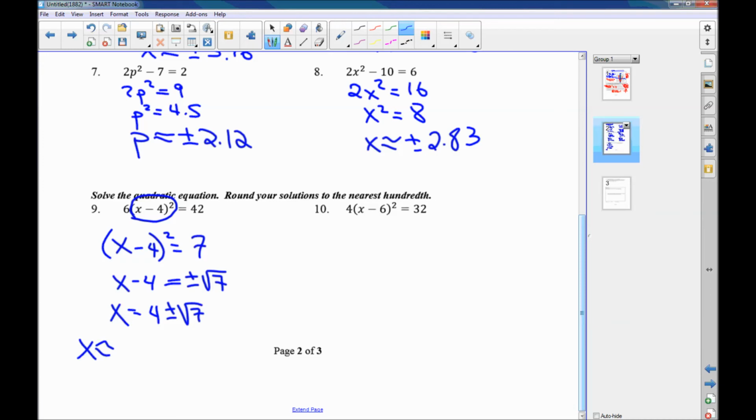So 4 plus root 7 gives me 6.65. And 4 minus root 7 gives me 1.35. So this is two completely different answers, not just the answer and its opposite. So be careful here.